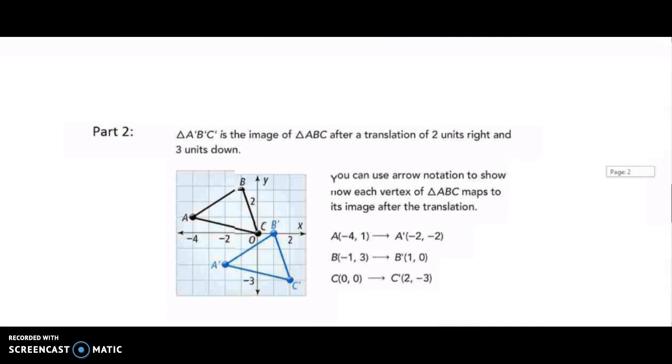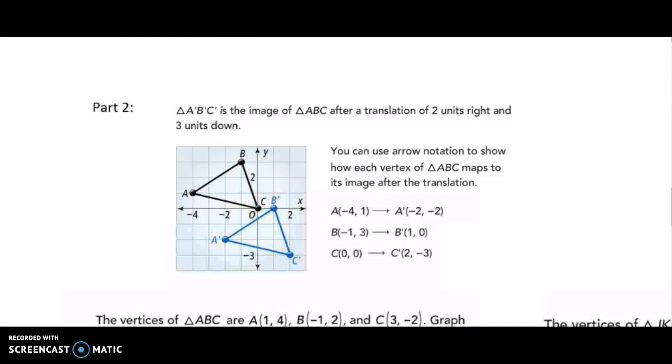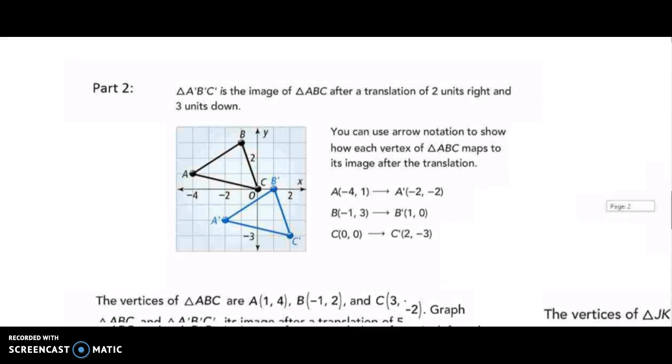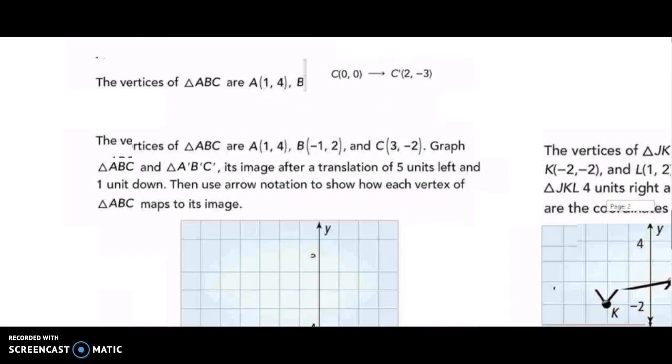Okay, so we have A'B'C' is the image of the ABC triangle after it has been translated 2 units to the right and 3 units down. Remember that going to the right is going to be positive and going up is going to be positive. So it moved 2 units in the positive direction, and then it moved 3 units down, which you can see. And then they've shown you that the ordered pair of A is (-4, 1), and A prime then is (-2, -2). So let's go ahead and look at an example ourselves.